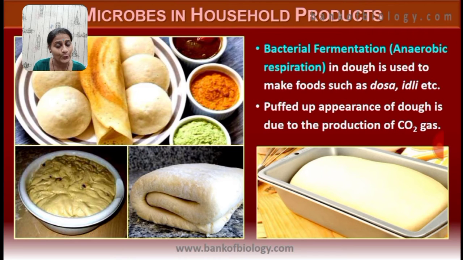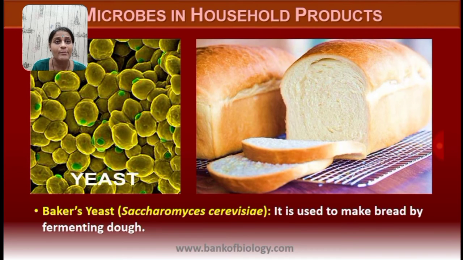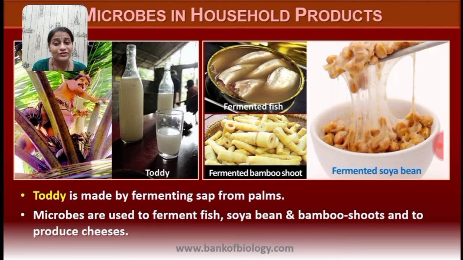In bread making, dough is fermented by the baker's yeast, which is known as Saccharomyces cerevisiae. Clear, children? Now we will study microbes in household products, that is, we have already done this. Baker's yeast called Saccharomyces cerevisiae is used to make bread by fermenting the dough, right? Now children, toddy, which is a traditional drink of some parts of southern India, is made by fermenting the sap from palm trees, coconut, etc. Microbes are also used for the fermentation of fish, soybean and bamboo shoots, and to produce different types of cheeses.